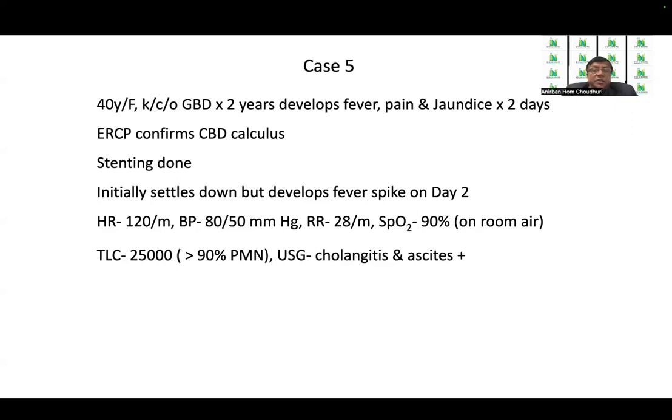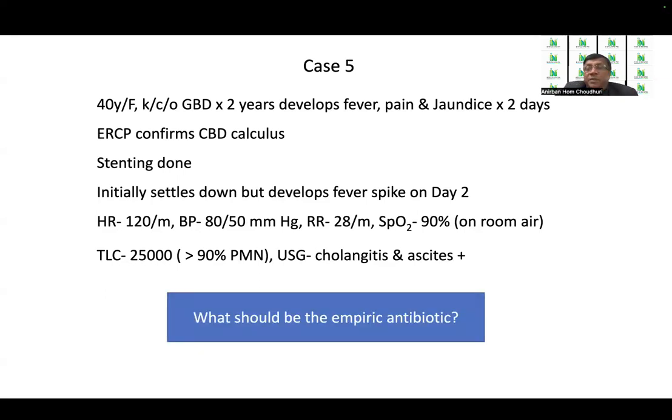Initially, the patient settles down but develops a fever spike on day 2. The heart rate is 120, there is hypotension, tachypnea, saturation is falling, TLC counts are very high. The USG shows cholangitis with mild ascites. So definitely this is a gram-negative infection. This is ascending cholangitis, which is very common in post-ERCP patients, in stented patients. So what should be the empiric antibiotic of choice?